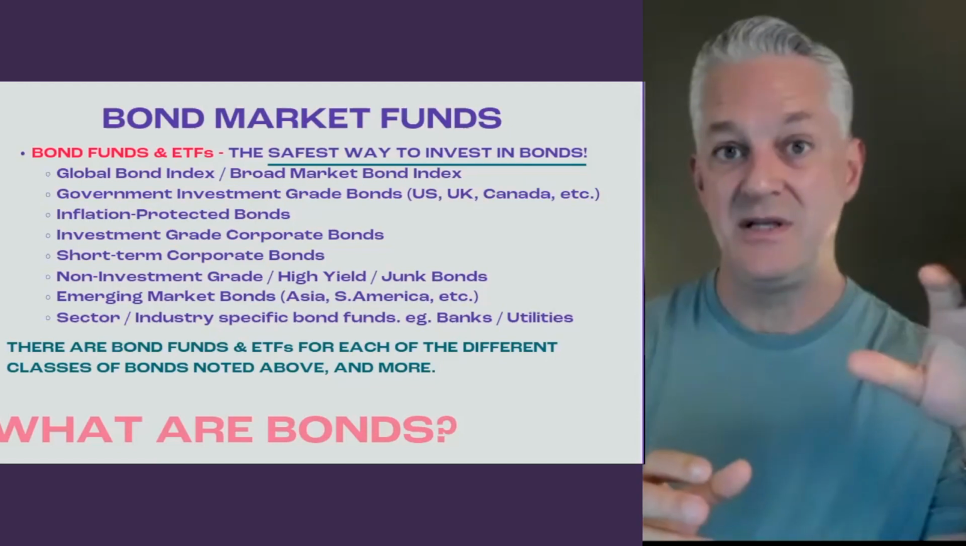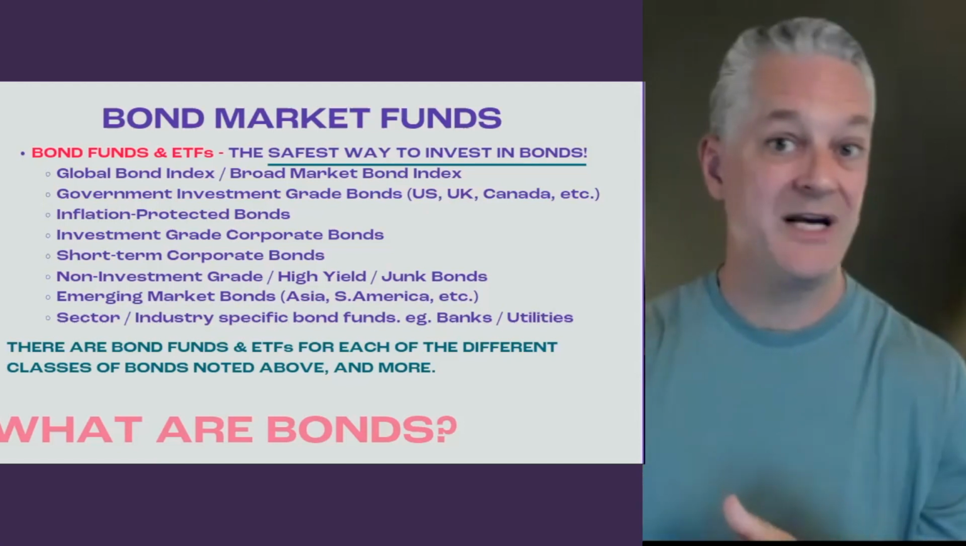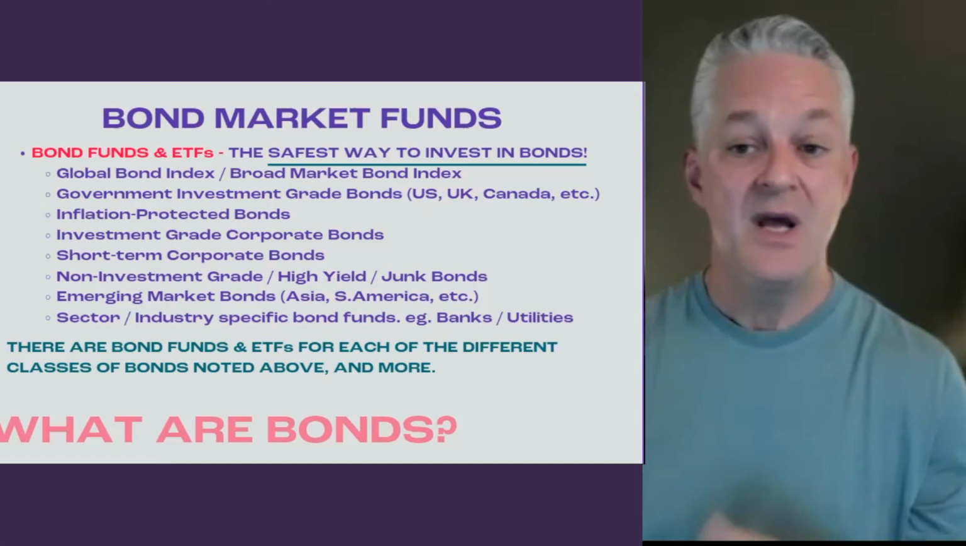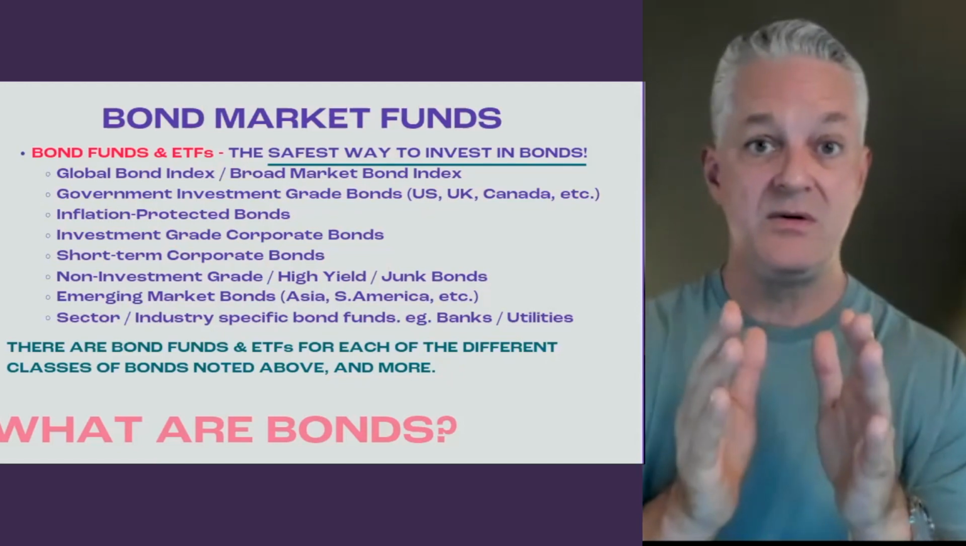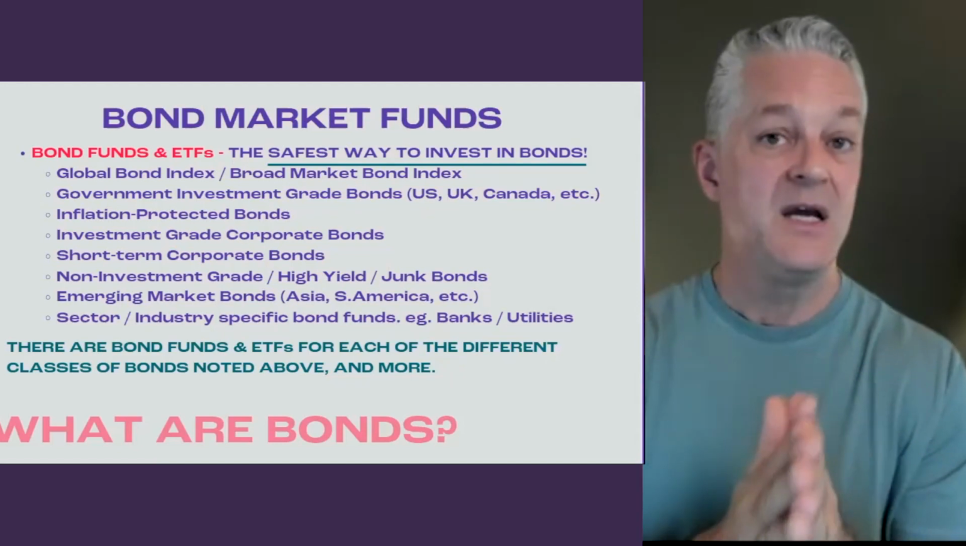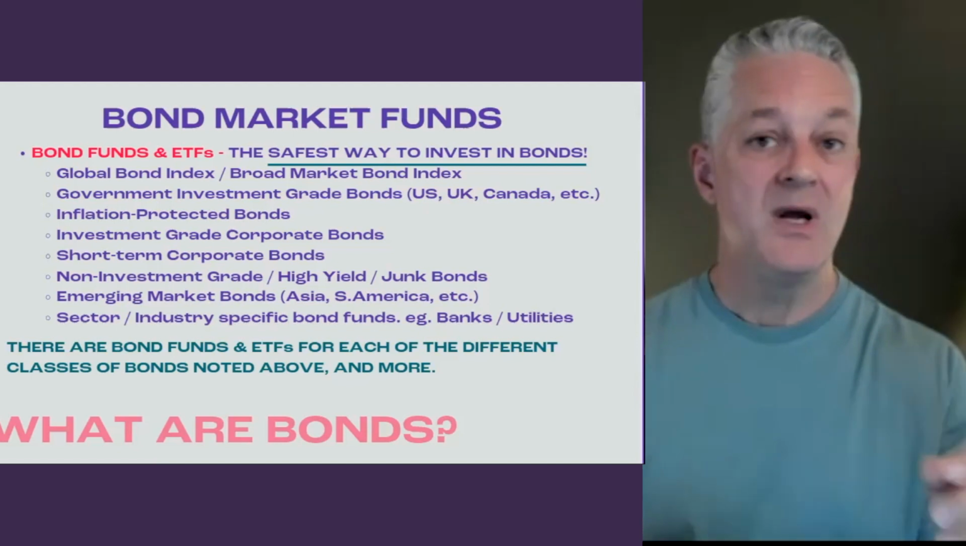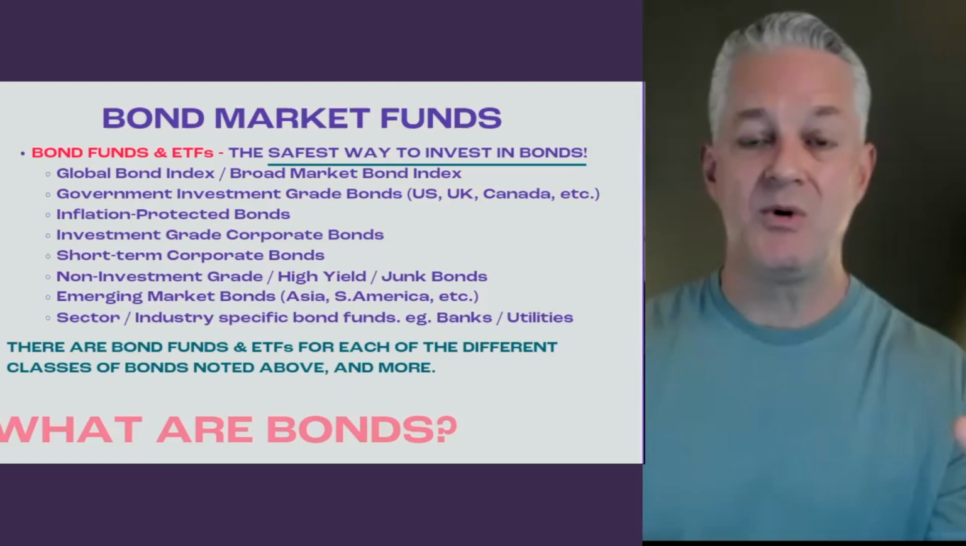Okay, so it's either unit trusts or mutual funds or exchange traded funds, ETFs. So the safest way to invest in bonds is to invest in indexes. And I say this also in the equity market. And why do we say this? Why do we tell you to go into funds?